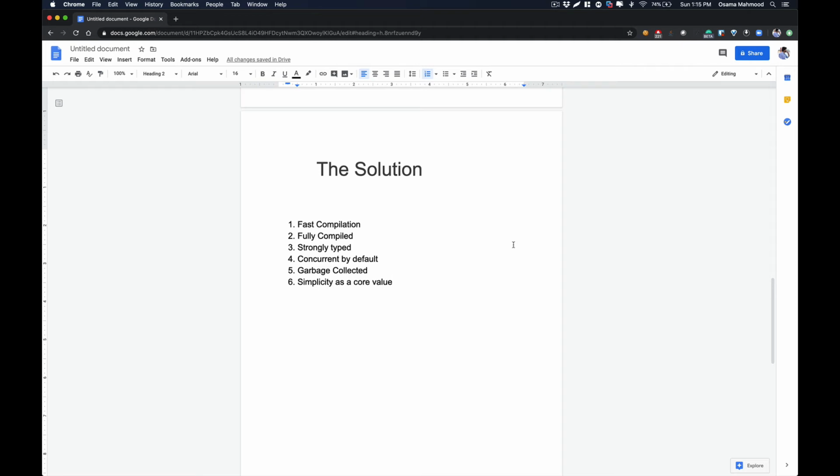it was a fully compiled application. Then it carried on with a strongly typed language, as it was the main concern of not using Python. And then there was concurrency by default.